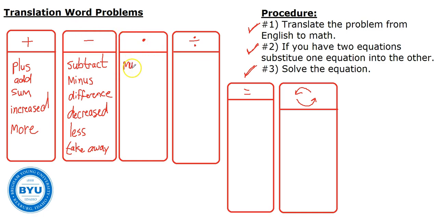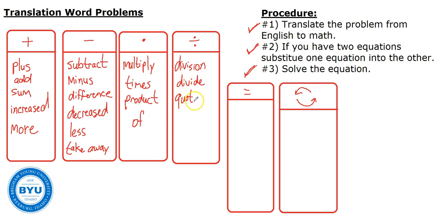For this one, we have multiply, times, product, and a really tough one that a lot of people forget is the word of. Of means multiply as well. For this symbol, we have division, divide, quotient. That's about it for that one. This symbol here in English can be done by the word is, equals, was. Those are the key words there for this symbol here.